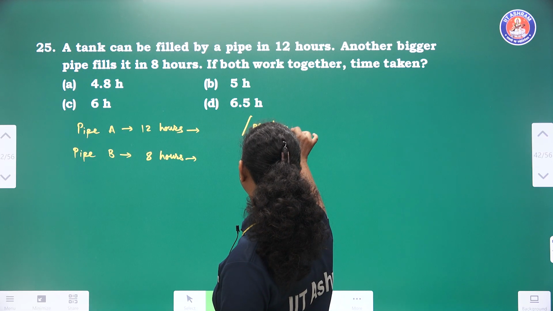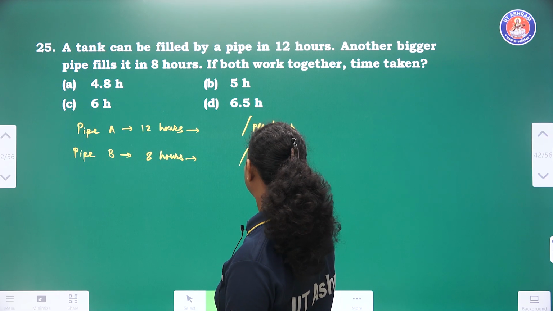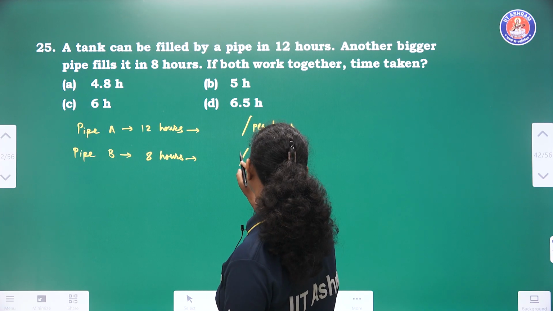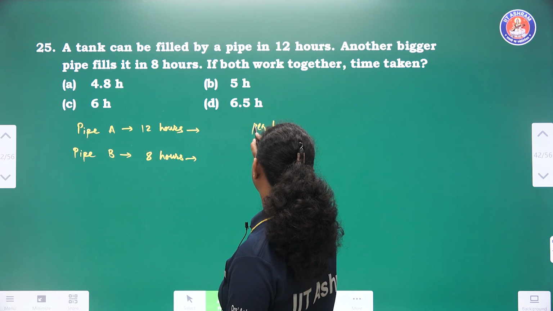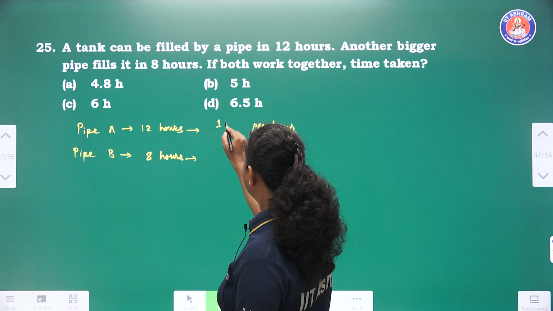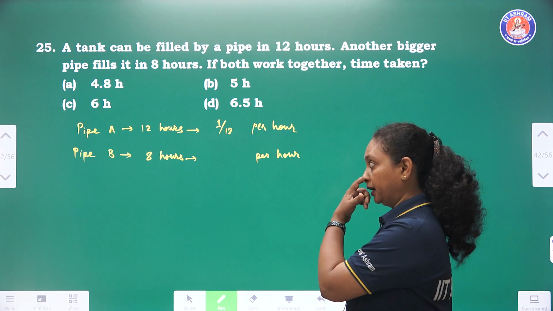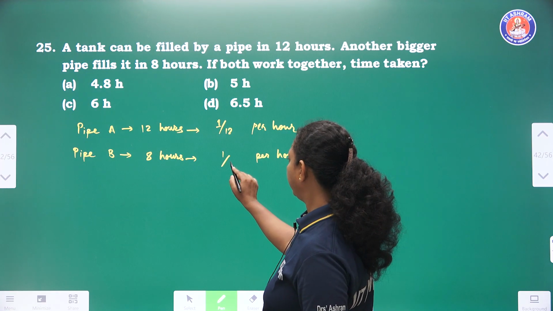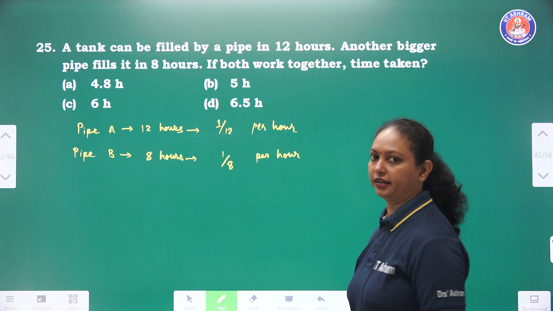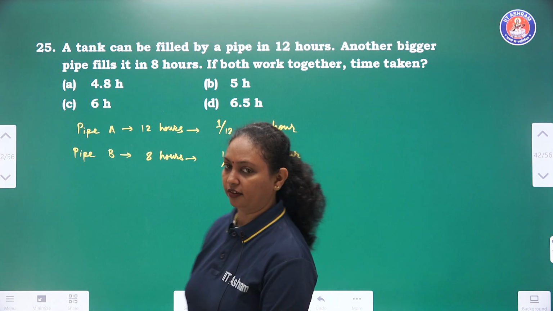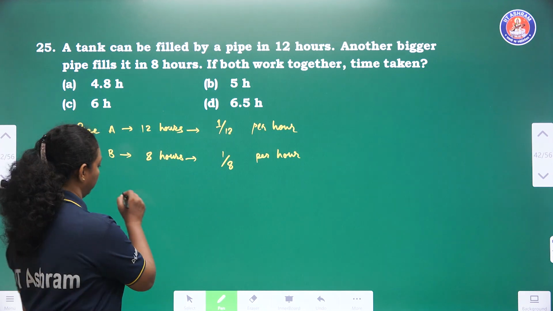कि भाई 1 घंटे में आपने कितना फिल किया? Per hour, right? So 1/12 part of the tank can be filled per hour and 1/8 part of the tank is filled per hour. So now when they are working together for 1 hour, how much part is filled?